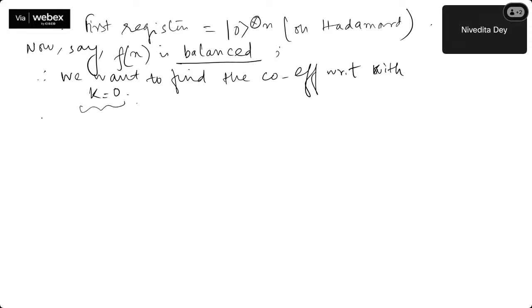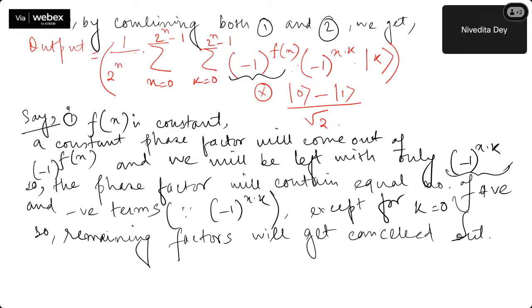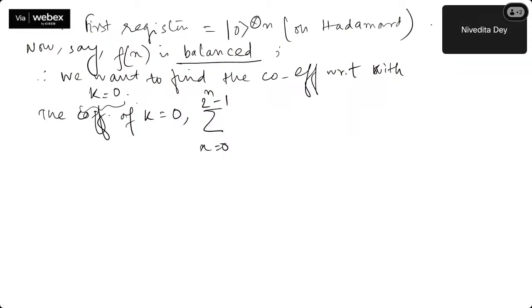So for a balanced function, the coefficient of k equal to 0 will be what? It will be this: sigma x equals 0 to 2 to the power n minus 1, from where we are getting it, from this expression. I'm just writing only the coefficient: sigma x equals 0 to 2 to the power n minus 1, then minus 1 to the power f of x.